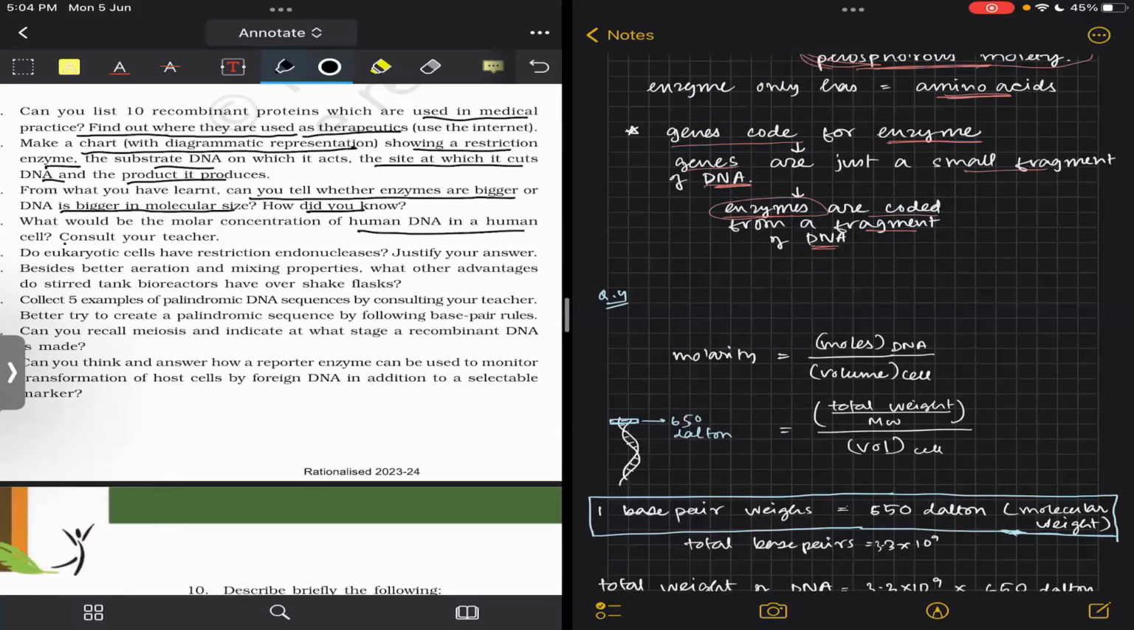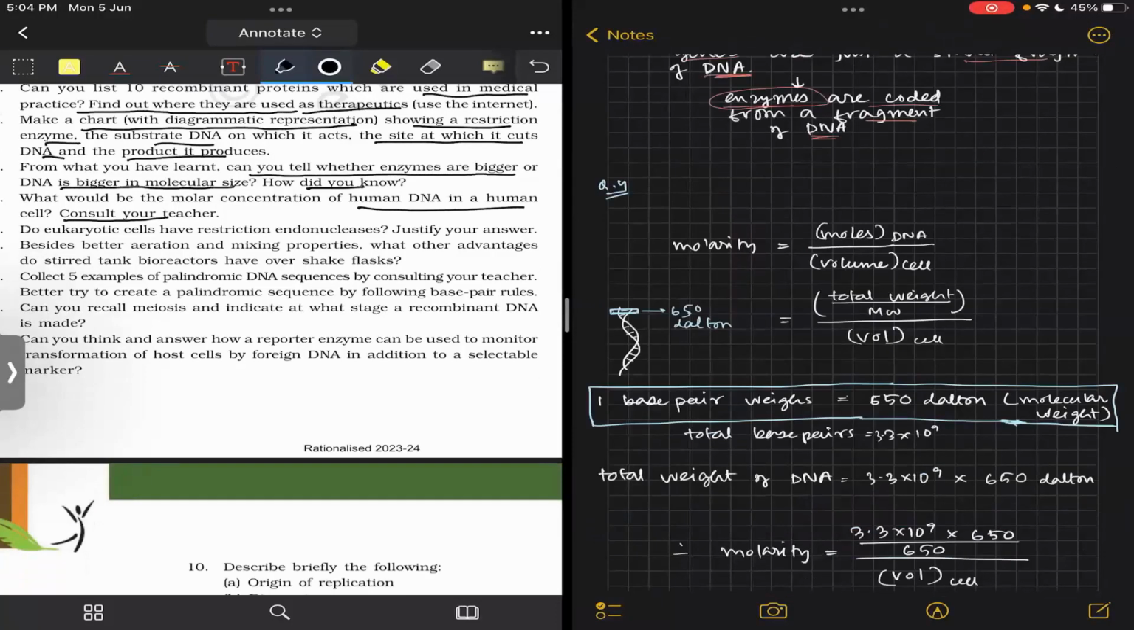Consult your teacher. So this is actually a question that involves concepts from physical chemistry. So concentration, I have taken molarity, and as we know, the definition of molarity is the number of moles of solute. In this case, the solute is DNA, present in unit volume of the solution. In this case, we are taking the volume of the cell. So this is the basic formula of molarity.